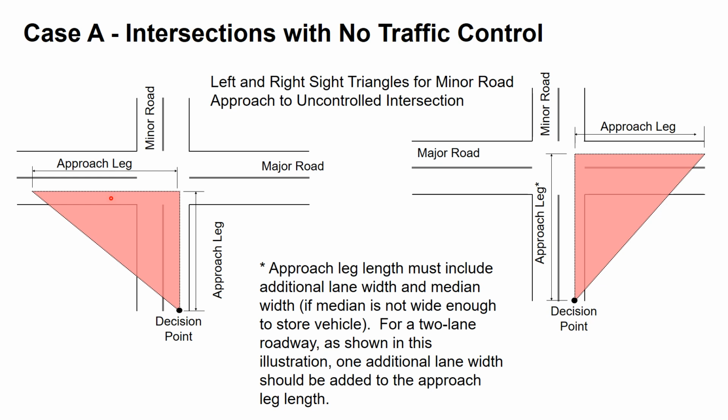And for a 2-lane roadway, which is shown in this illustration, one additional lane width should be added to the approach leg length. And that's for this AASHTO case over here on the right. So we're looking at vehicles approaching from the right now, and this is our sight triangle from the right, and this is where, in this case, we need to add that extra lane width to take us to the center of that further opposing lane of travel.